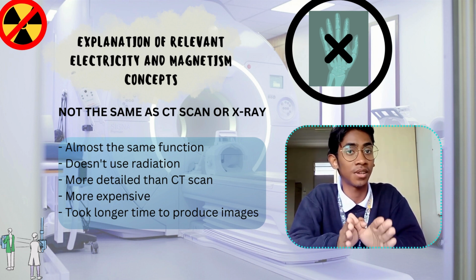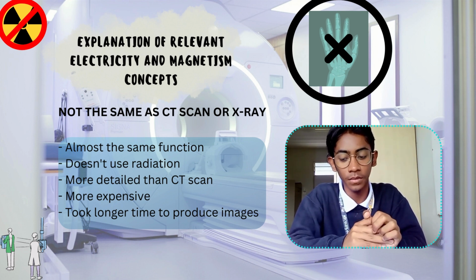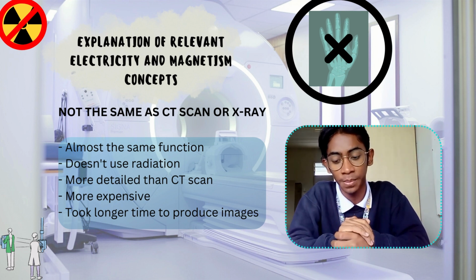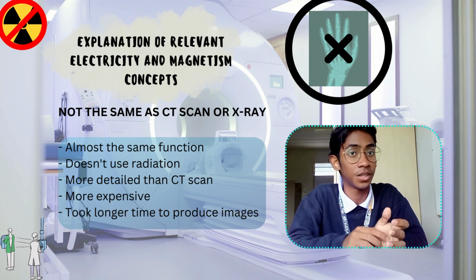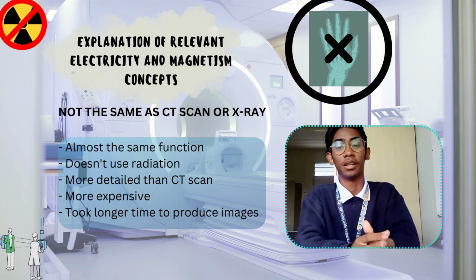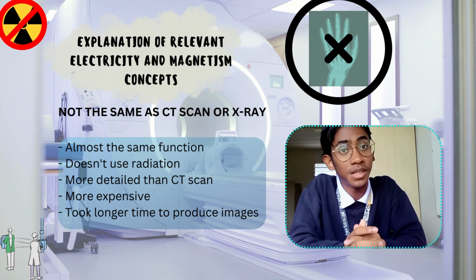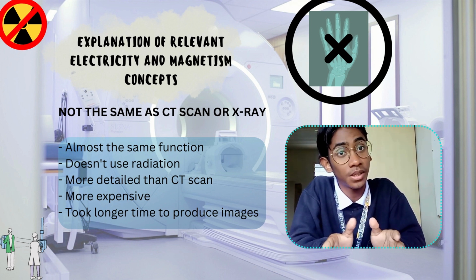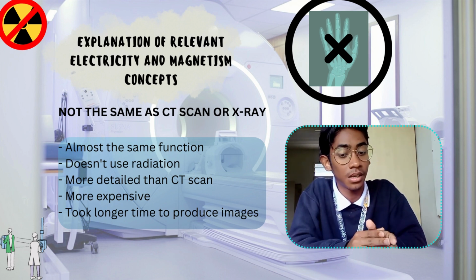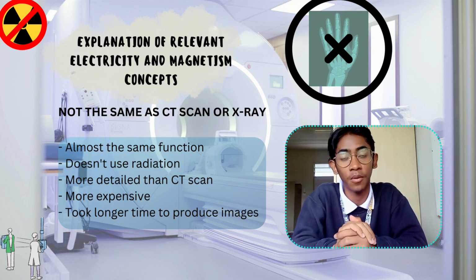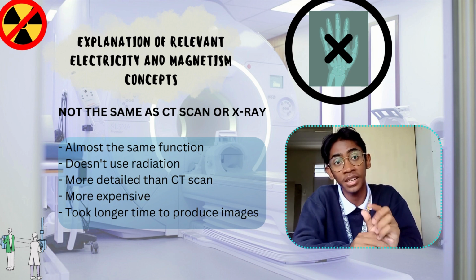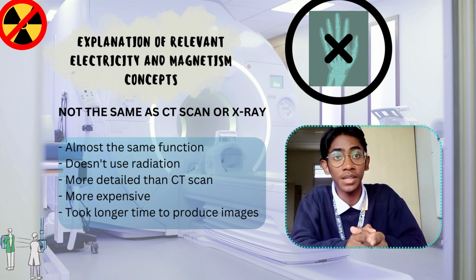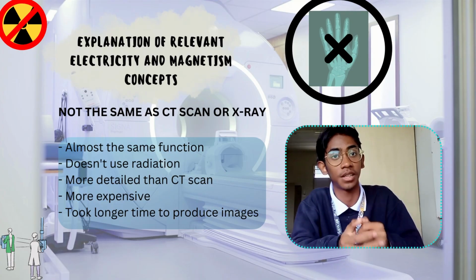Unlike X-ray and CT scans, MRI also produces more detailed images compared to CT scan and X-ray. Another difference of this machine compared to the others is that it uses a lot of money and budget, so it is the most expensive compared to CT scan and X-ray. This machine also takes a longer time to produce the highly detailed image. We're going to see how the MRI scan works on the next slide.